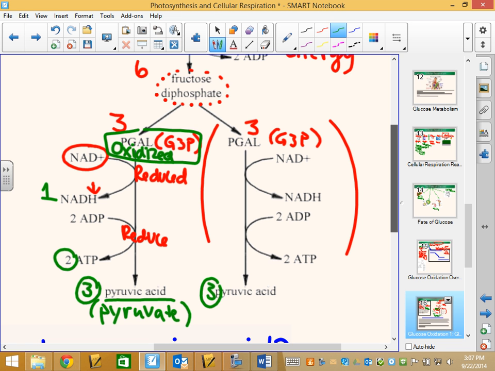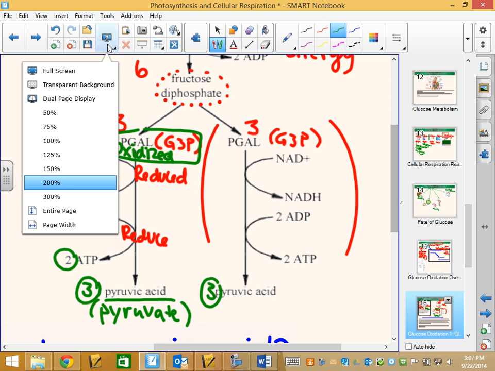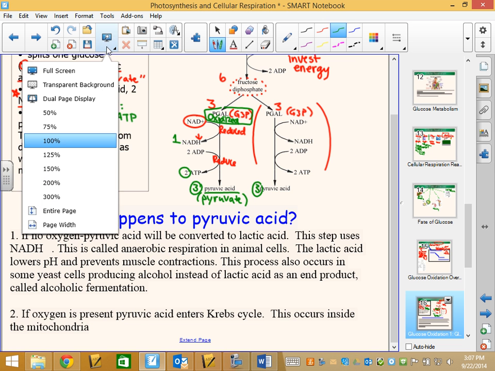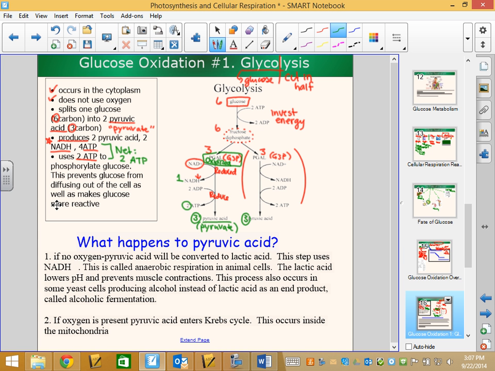Okay. So I'm just going to adjust the size of the screen here so that we can see what's on the bottom. So we've got our chart, and then we've got what happens to pyruvic acid. And you have two choices. Choice one happens if no oxygen is present. Choice two happens if oxygen is present. So there's a difference here.